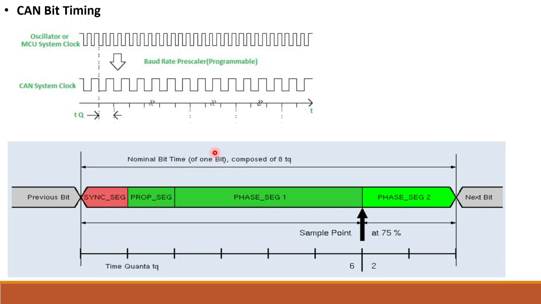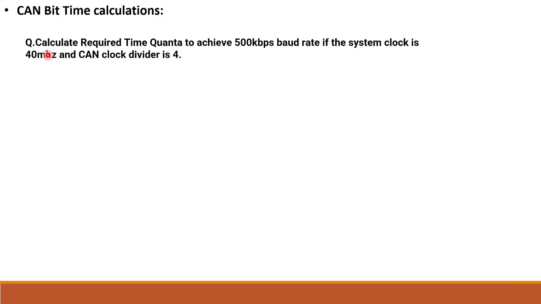Mainly for bit level synchronization, we use the CAN bit timing. This is how we derive the time counter. From the number of time counters we derive the nominal bit timing. 8 time counters are represented in the nominal bit time. This is the way we divide our CAN bit timing. Let us understand some more examples with calculation.